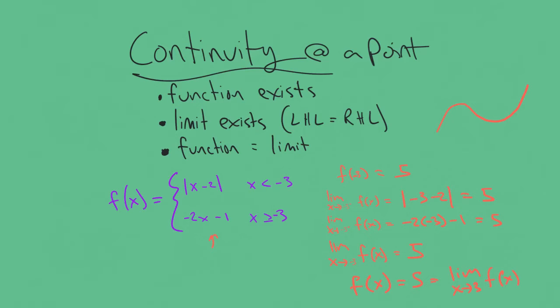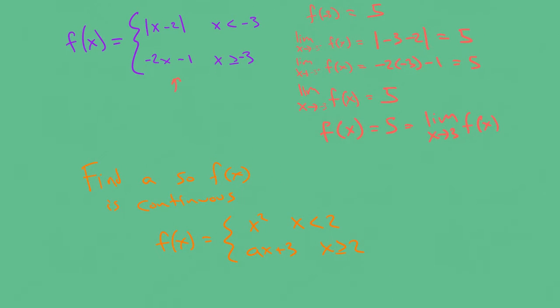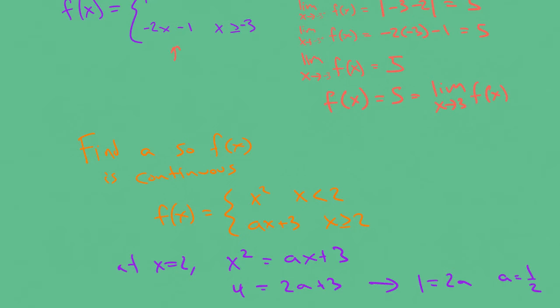Another continuity type question is when it asks you to find the value of a in order to make a function continuous. So here I have f of x is x squared when x is less than 2, and ax plus 3 when x is bigger than or equal to 2. So at x equals 2, we should have x squared equal to ax plus 3. And so if I plug that in, I get 4 equals 2a plus 3, and so I can solve that and get 1 equals 2a, or a equals 1/2.